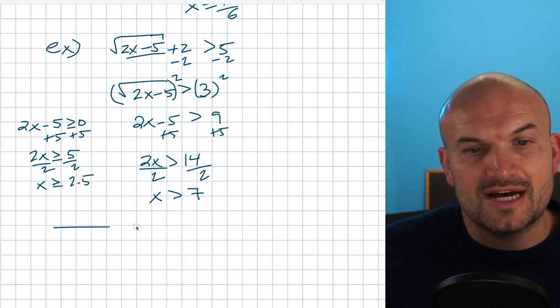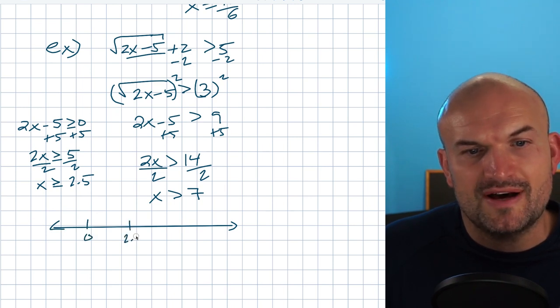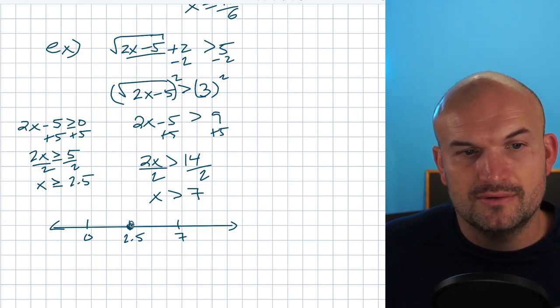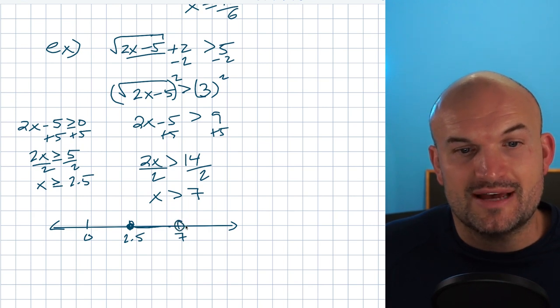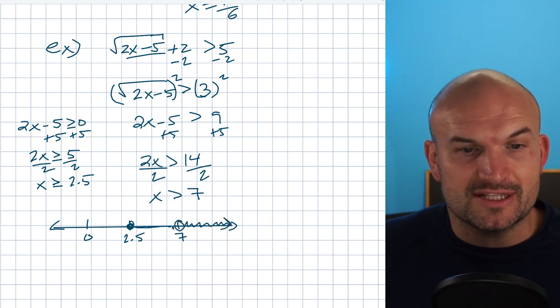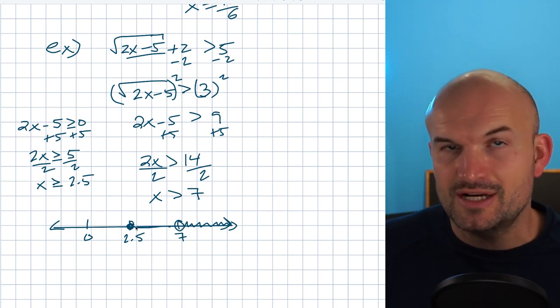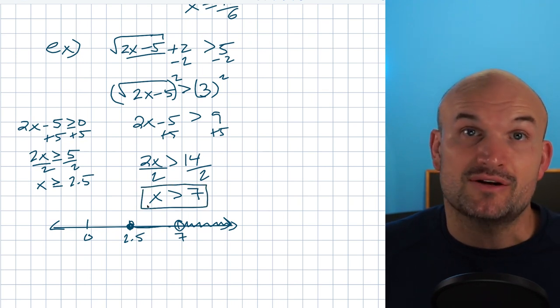Now, if I look at this in terms of a number line, and let's say here's 0 and here is 2.5, and let's say here's 7. Well, x is greater than 7, but both of these have to be true. So x is greater than 7. Well, if you notice, everything that's greater than 7 is going to be true for both of these inequalities, right? Anything over here is not true. So therefore, my final answer is just going to be x is greater than 7.